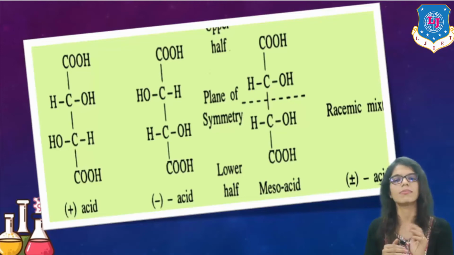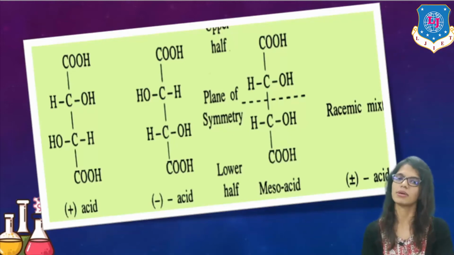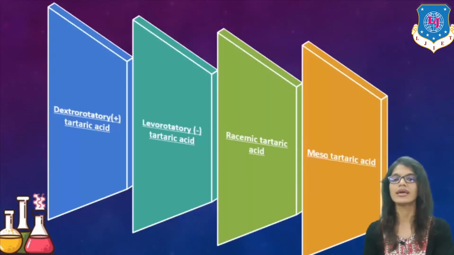Now next is meso. The upper half and lower half of that particular compound remain the same. And the last one is the racemic mixture. This is totally optically inactive, as we can see here.